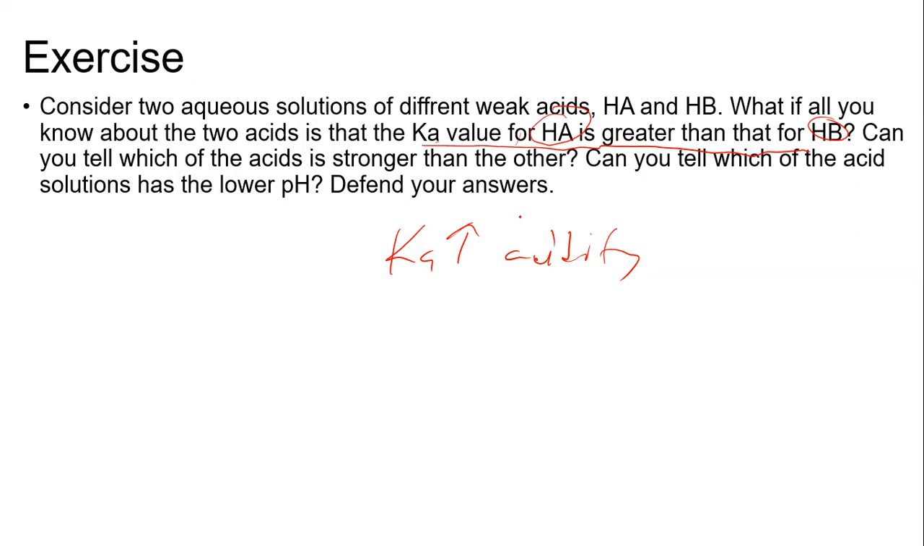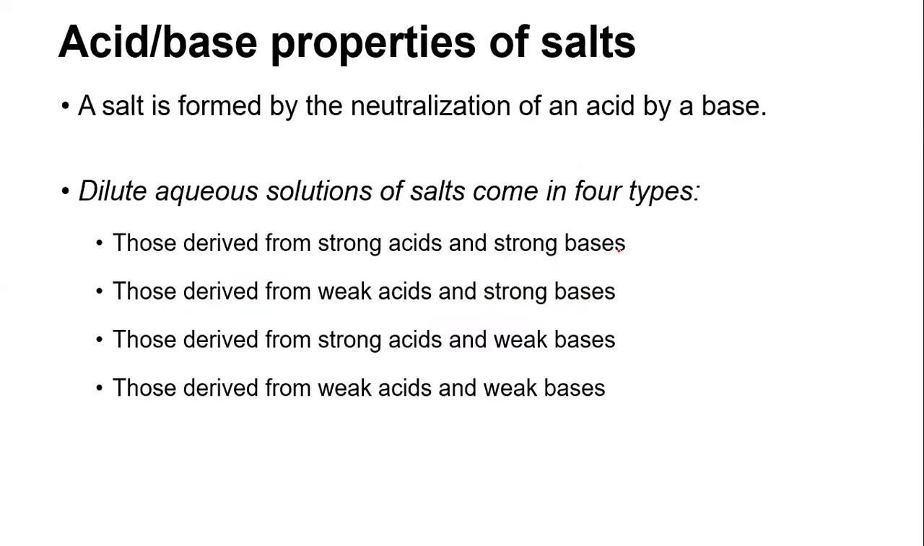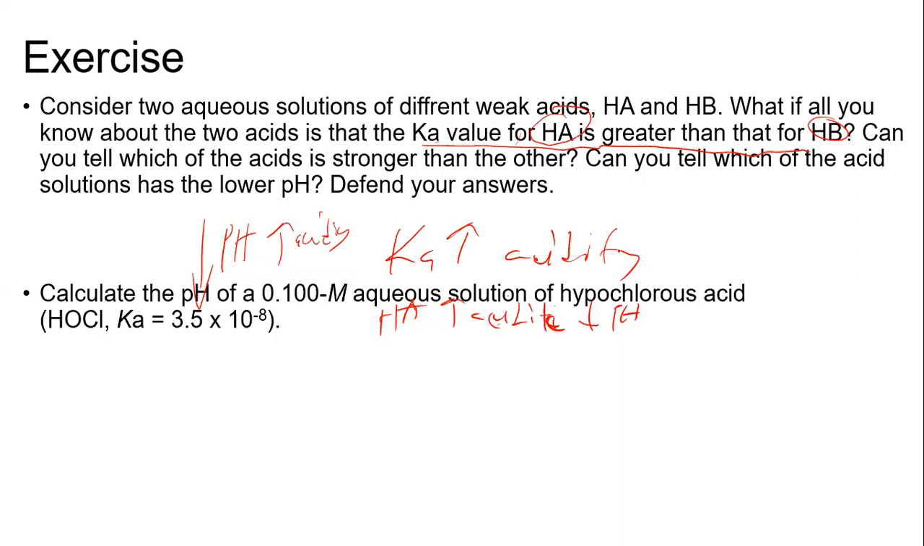Good. And then the one that has a lower pH. Now, the lower the pH, the higher the acidity, right? The pH is inversely proportional to acidity. So the lower the pH value, the higher the acidity. So we are saying that HA is more acidic, right? Because it's more acidic, then it will have a lower pH. Very simple.